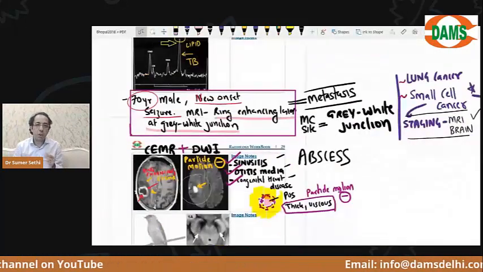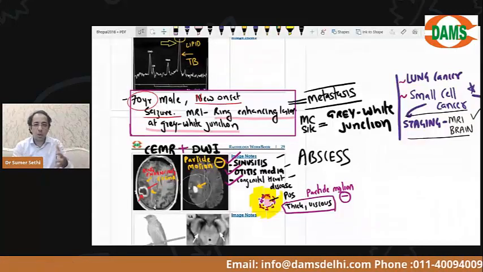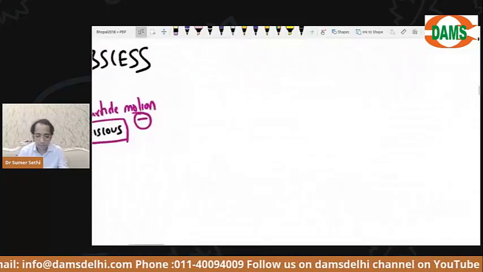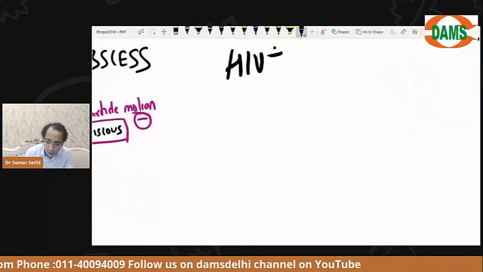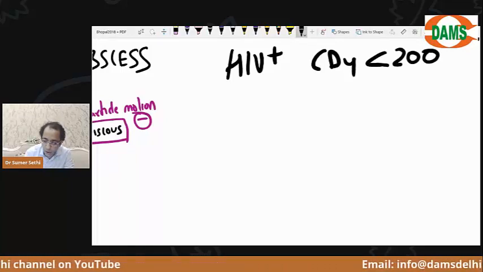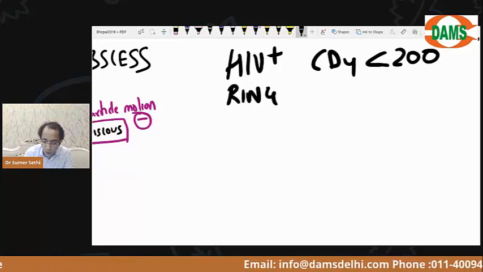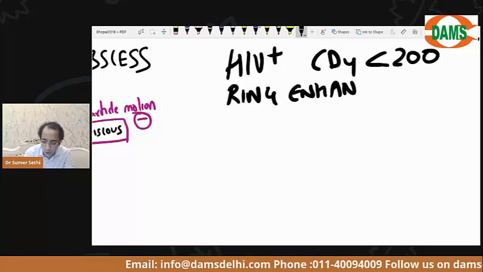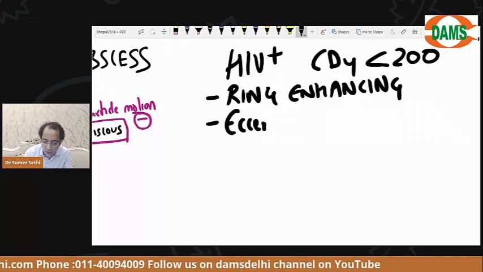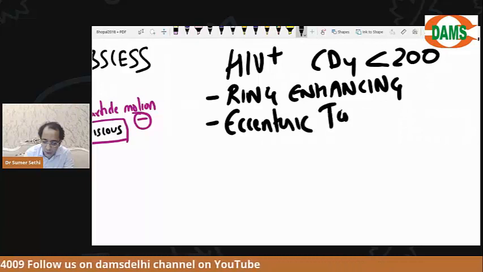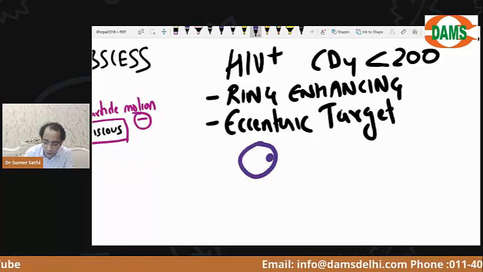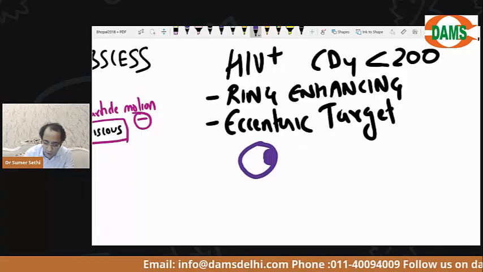So I have so far taught you how to look at multiple sclerosis, how to look at infections, HIV. So let's look at one more question based on HIV. HIV positive patient, CD4 count less than 200, shows a ring enhancing lesion which has an eccentric target-like appearance. That means it is like a ring, but where the parasite is, there is some eccentricity. What will you suspect?